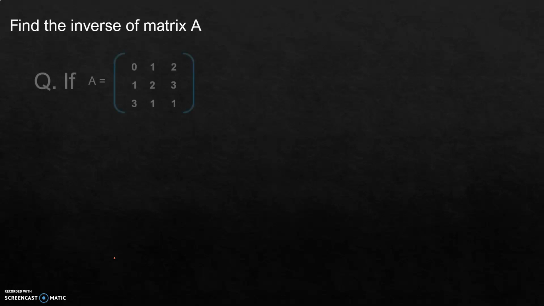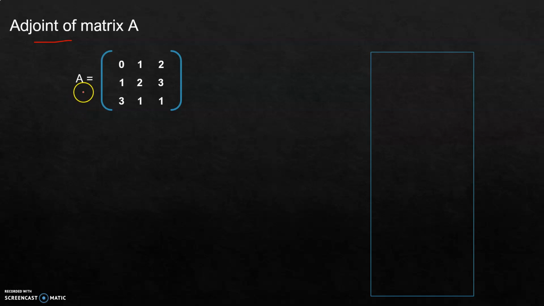Okay. So here is one example of how to solve this. The question: matrix A is equal to 0, 1, 2, 1, 2, 3, 3, 1, 1. This is the same question we solved in the last video while calculating the adjoint of the matrix.